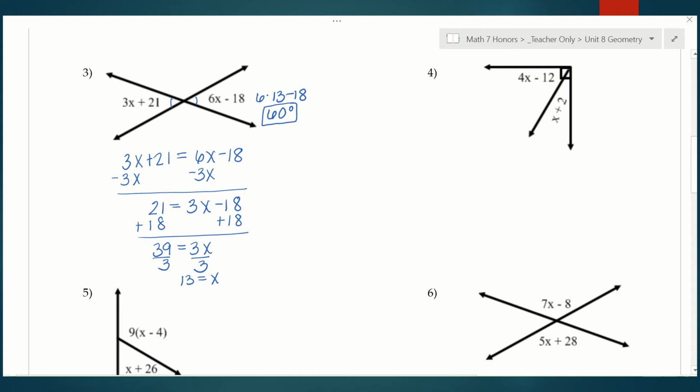Now, we know that the other one should be 60 degrees, but let's plug in what we got just to verify that we actually do get 60. Because if we did something wrong, this will be where it gets caught. So 3 times 13 is 39, and 39 plus 21 is indeed 60 degrees. So we are good. We got it correct.